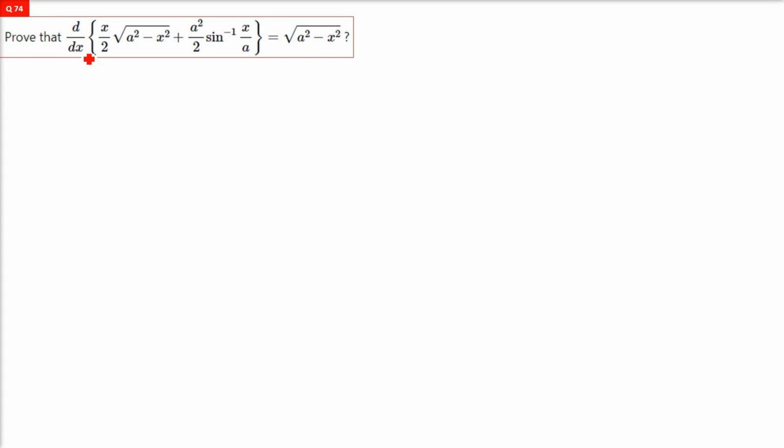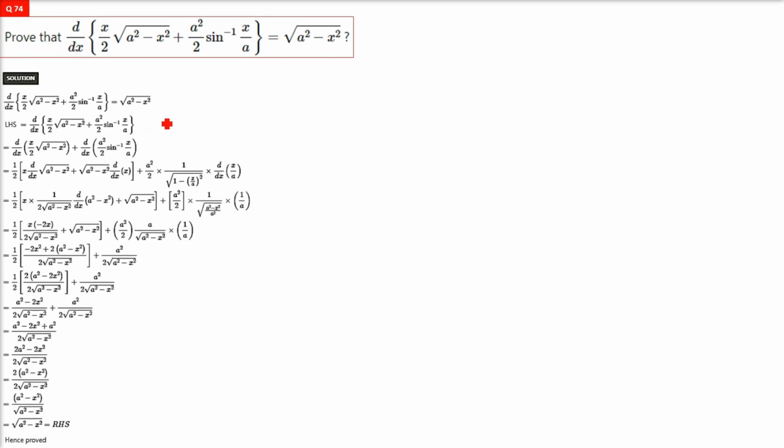Now, here there will be some effort. The only effort is algebra, nothing else, okay? The question is quite easy. Finally, you will see that under root a square minus x square will come. And how you have to write, I gave you in the answer already. So, we'll do the differentiation.